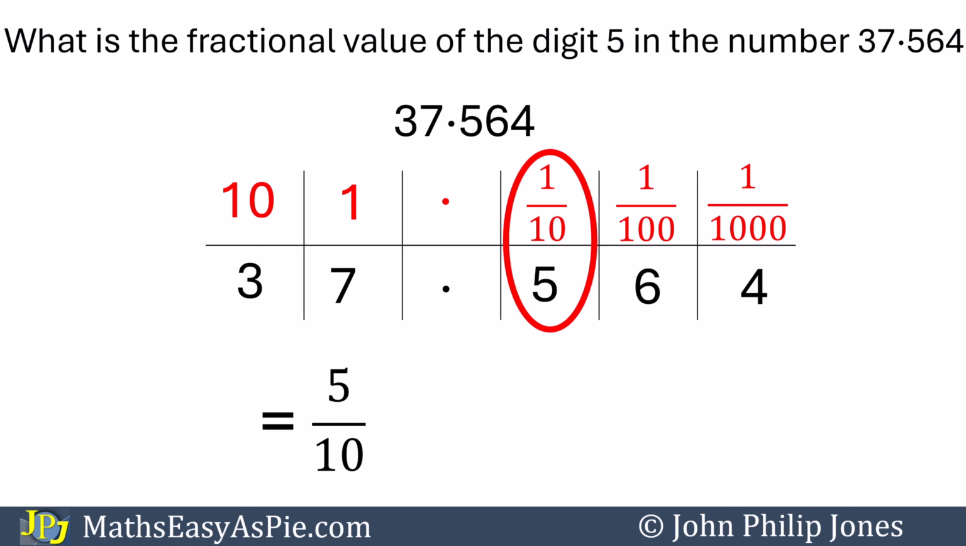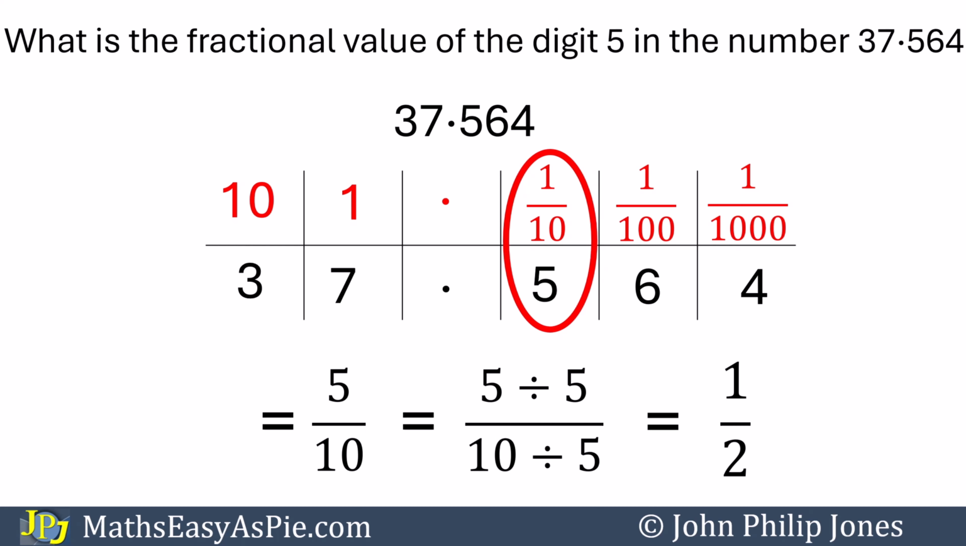Now, of course, 5 over 10, the 5 and the 10 share a factor of 5. So we can say this is equal to 5 divided by 5 and 10 divided by 5. And of course, 5 divided by 5 is 1, and 10 divided by 5 is 2. So this will cancel down to 1 over 2, which is a half. So the fractional value of the digit 5 in the number we're looking at in this video is 1/2.